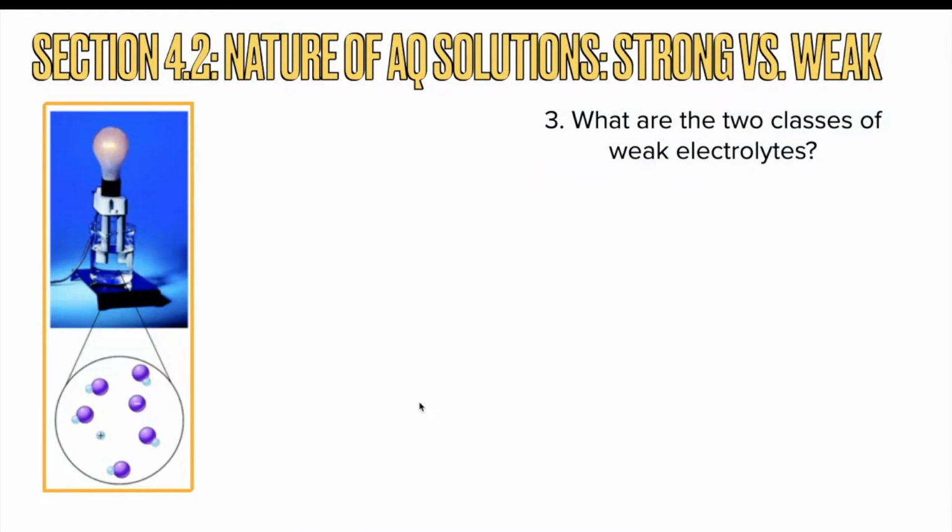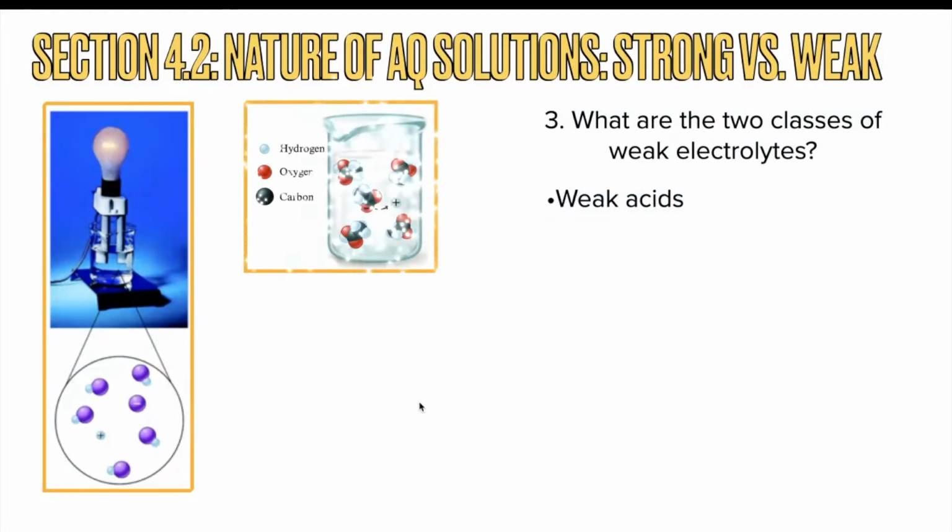What about weak electrolytes? According to the book, there are only two classes of weak electrolyte. We have weak acids like vinegar. And so here we can see most of the acetic acid molecules are together, except for this one, which lost a hydrogen ion and has an acetate ion left behind.